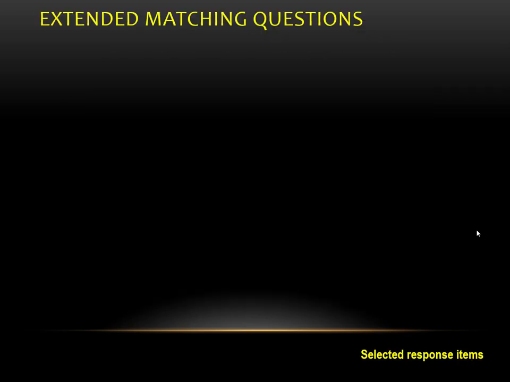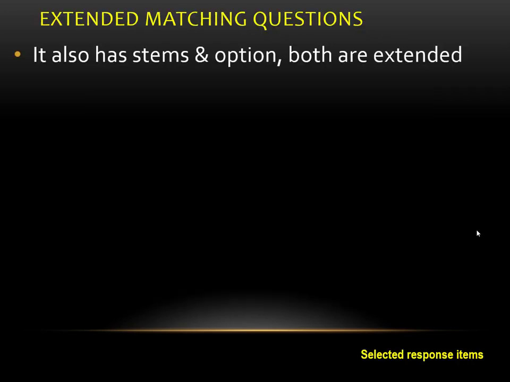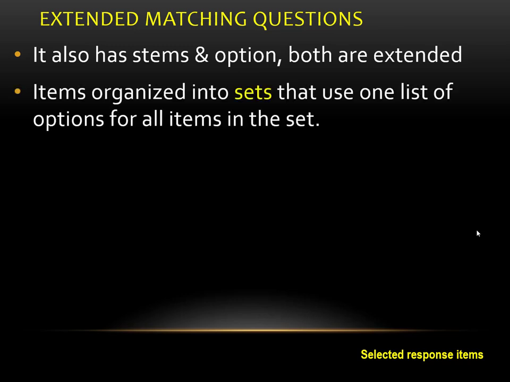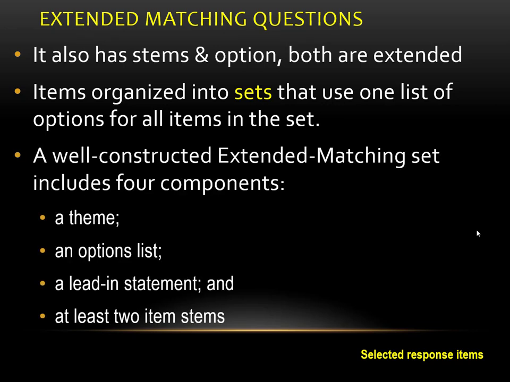The extended matching, on the other hand, also has a stem and options. Both are extended. The stem is extended, and the options are extended. The items are organized into sets that use one list of options for all items in the set. So we have a set of questions, 3, 4, 5, any number, and then a list of options. And for all the items, we have this list of options to select from.